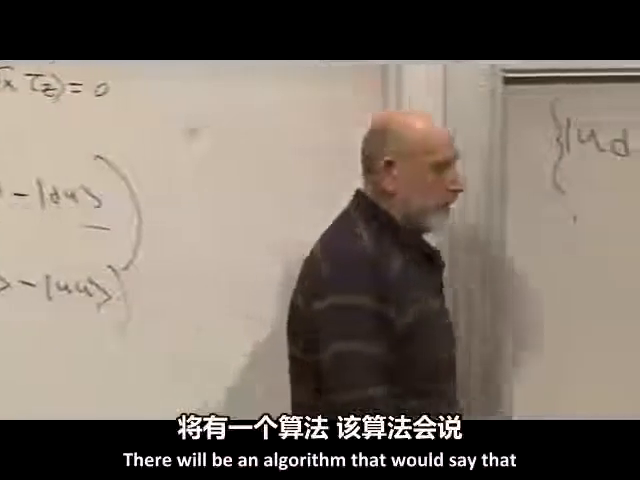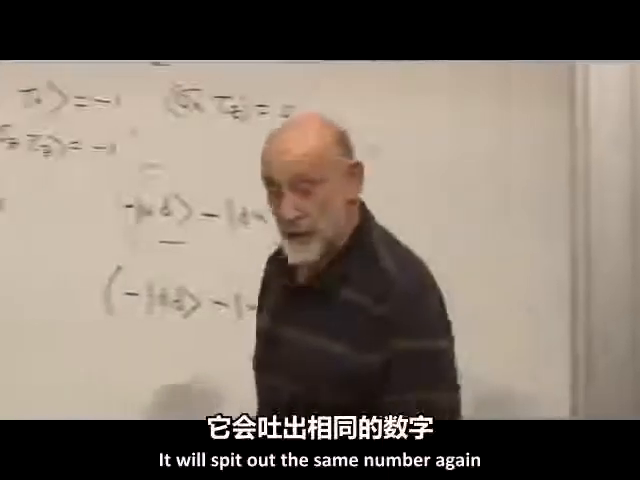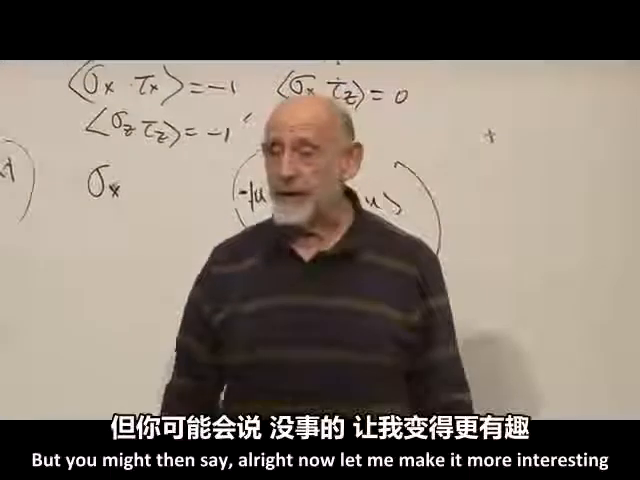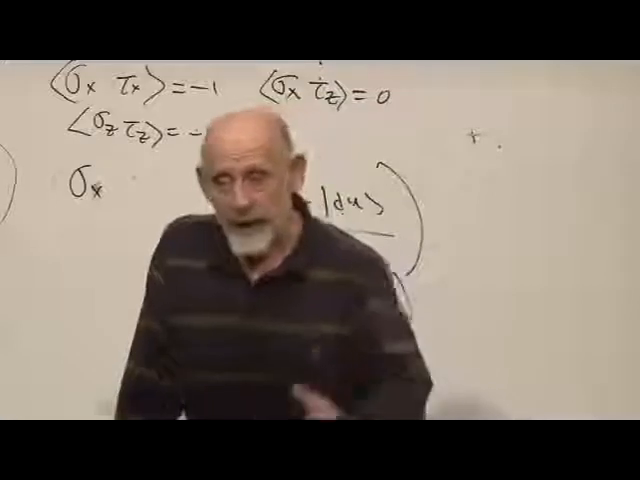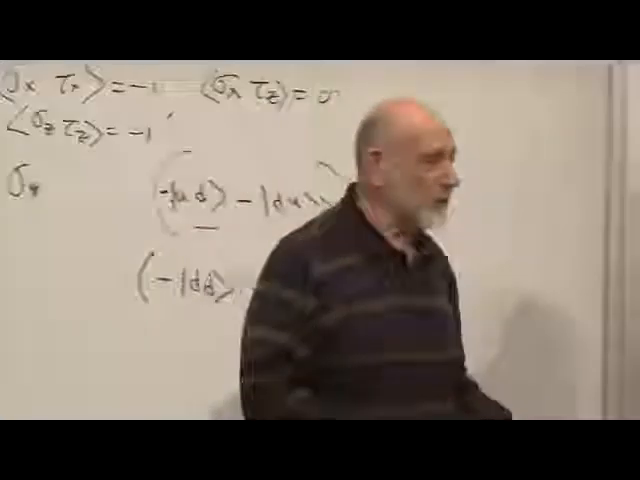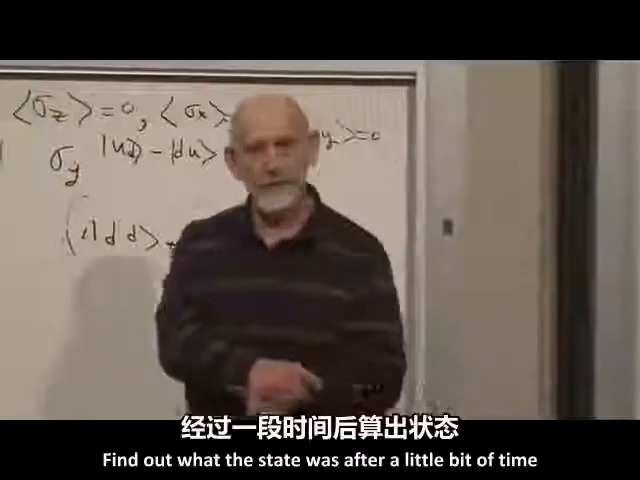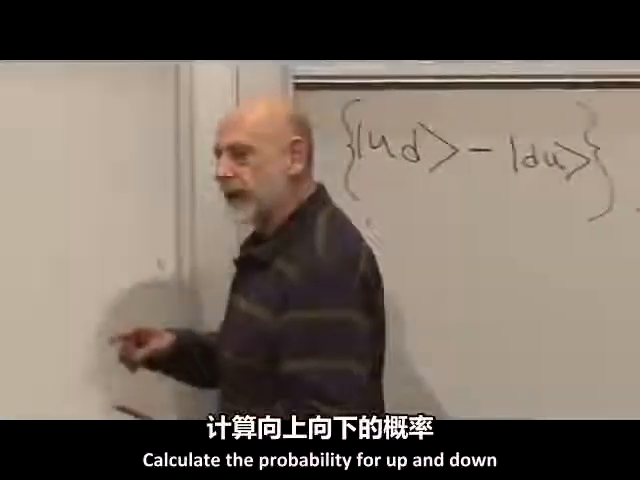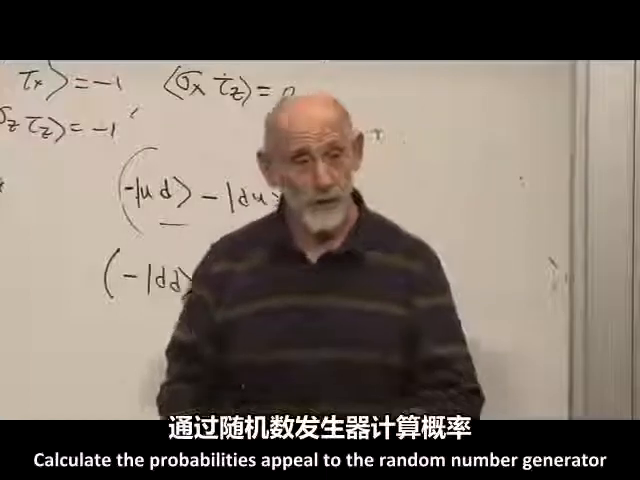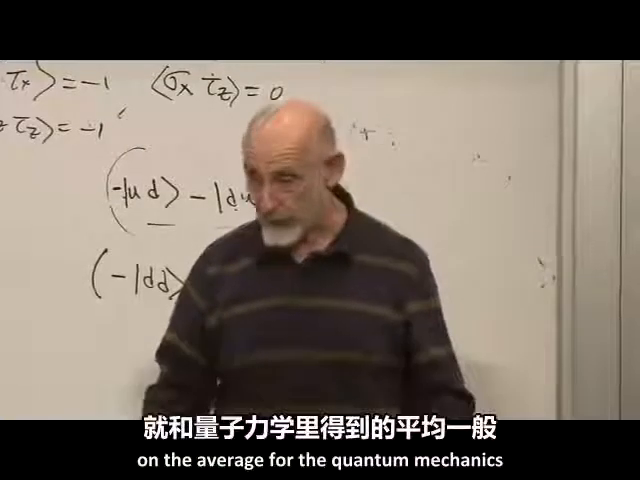There would be an algorithm that would say that if you do it over again immediately, you'll spit out the same number again. And if you do it again, you'll spit out the same number again. But you might then say, all right, now let me make it more interesting by adding in a mathematical magnetic field which allows the spin to precess. What would you do? The computer would solve the Schrodinger equation, find out what the state was after a little bit of time, calculate the probabilities for up and down, or whatever you decide to measure, appeal to the random number generator, and spit out a number that was statistically exactly what you should get on the average from quantum mechanics.